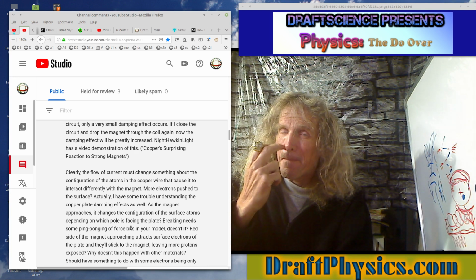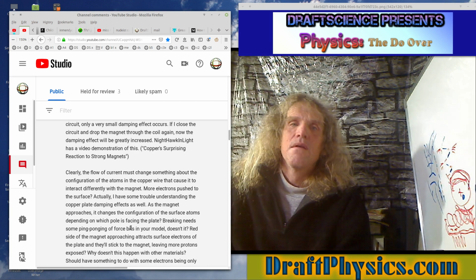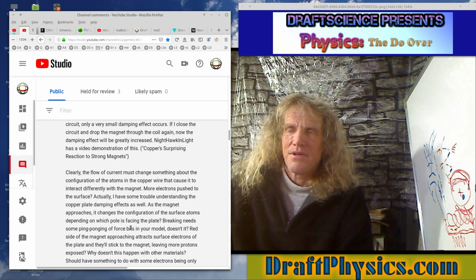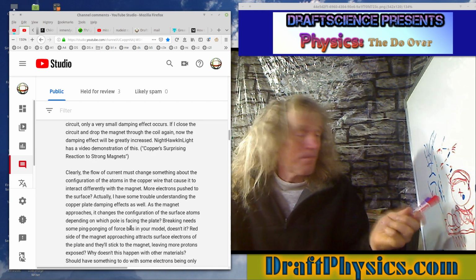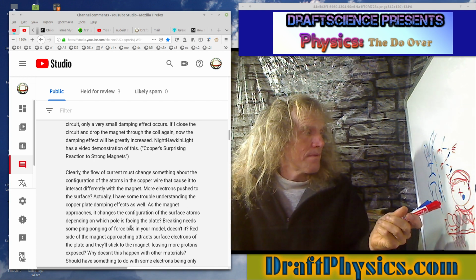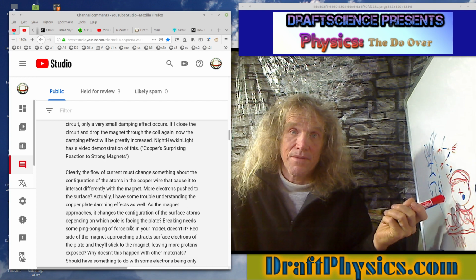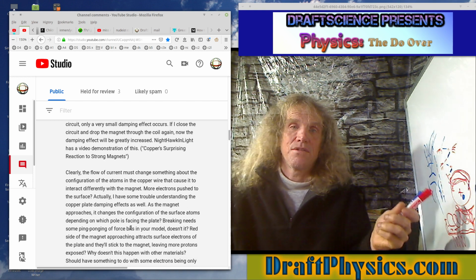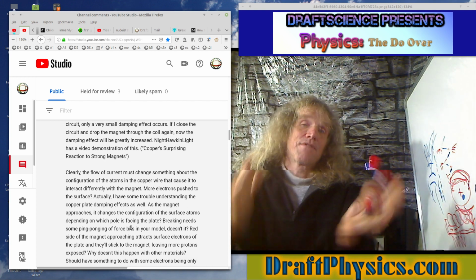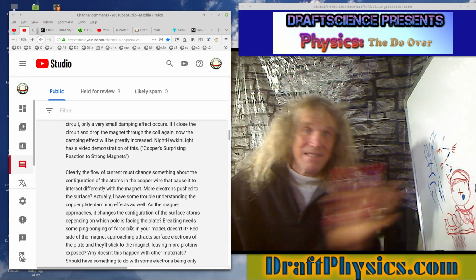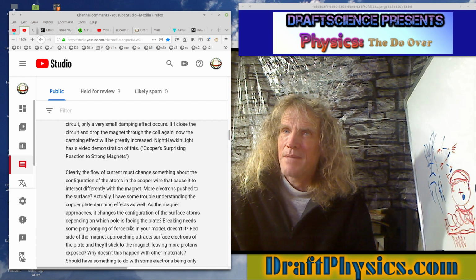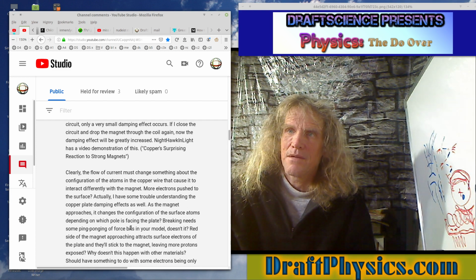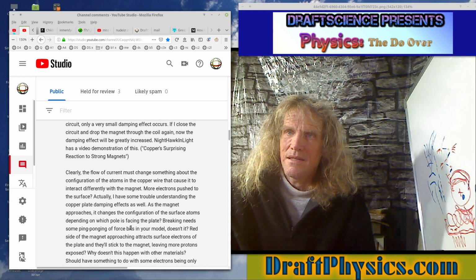All right. I think that's kind of an 80% explanation. That's pretty solid, that this really just has to do with maximizing mirrored surface. And the trick is that you can make mirrors, but you have to make the mirrors all facing the same way. Okay. As the magnet approaches, change the configuration of the surface atom depending on which pole is facing the magnet. Braking needs some ping-ponging of force bits in your model.